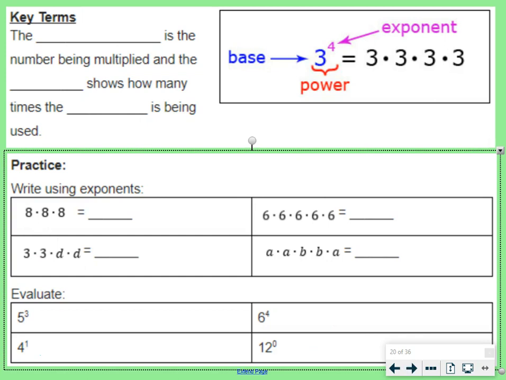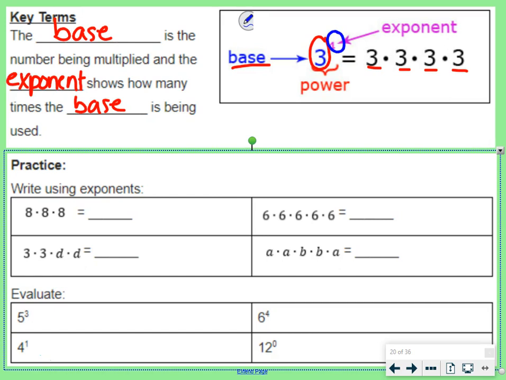Alright, so the first thing we need to talk about is our vocabulary. So the base is the number being multiplied, and the exponent shows how many times the base is being used, and you can see that demonstrated over here in this example. The base is the big number, that's 3, so it's the number being multiplied, and the exponent tells us how many times it's being multiplied. So if you count out, we have 4 3's being multiplied together.